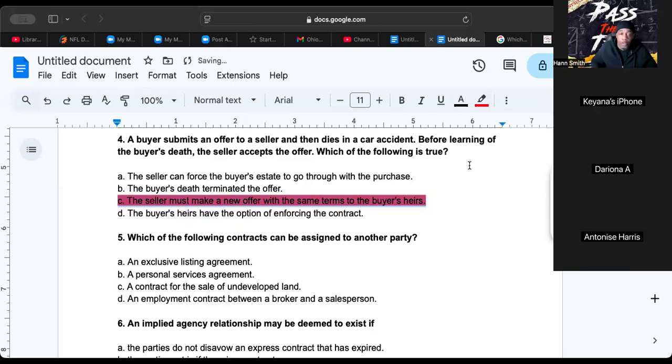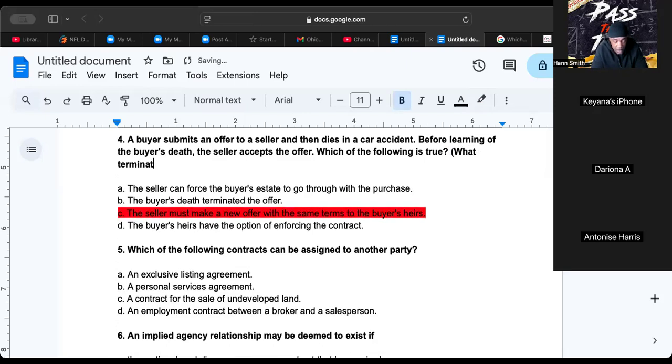Now, here on this one, what are they testing right here? Well, they're testing if you know what terminates an offer. So I'm going to type that up here. And that's kind of how we got to think when we read this question. What are they asking us? They're trying to see if we know what terminates. Do we know what terminates an offer? Right? That's what you need to think with that question.